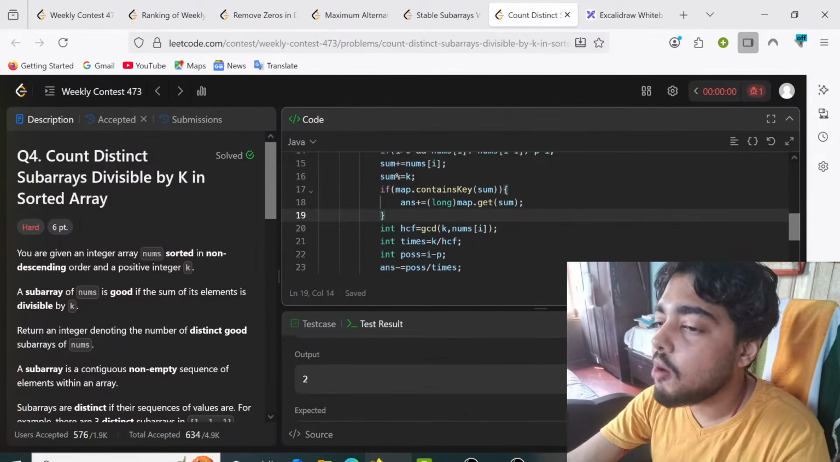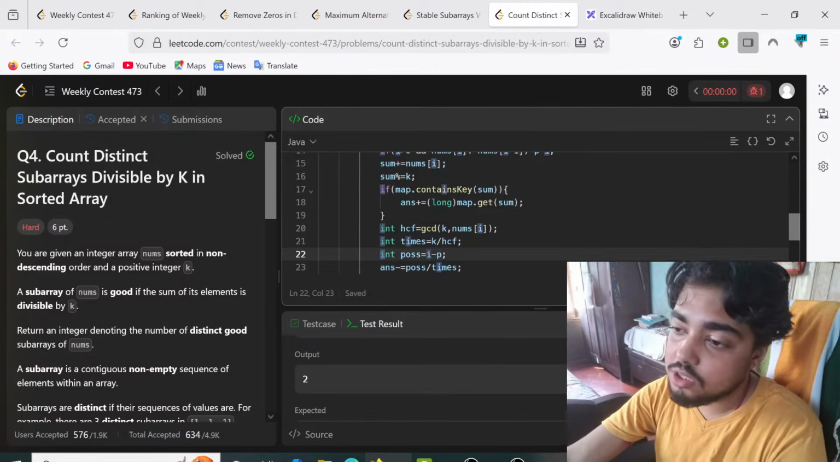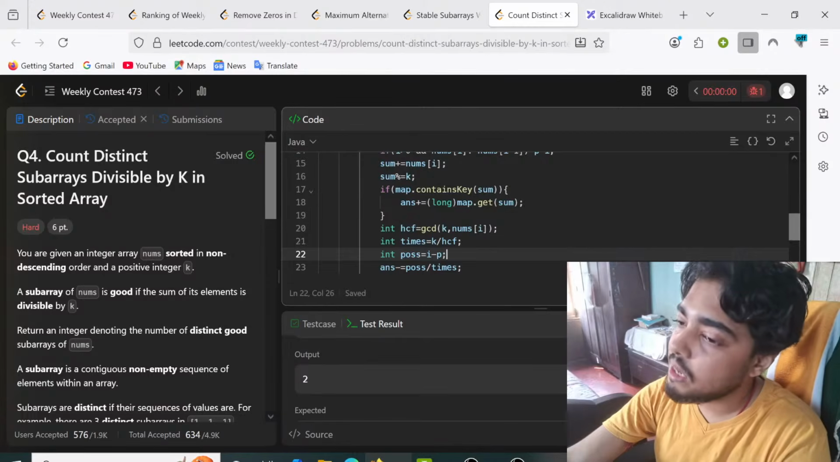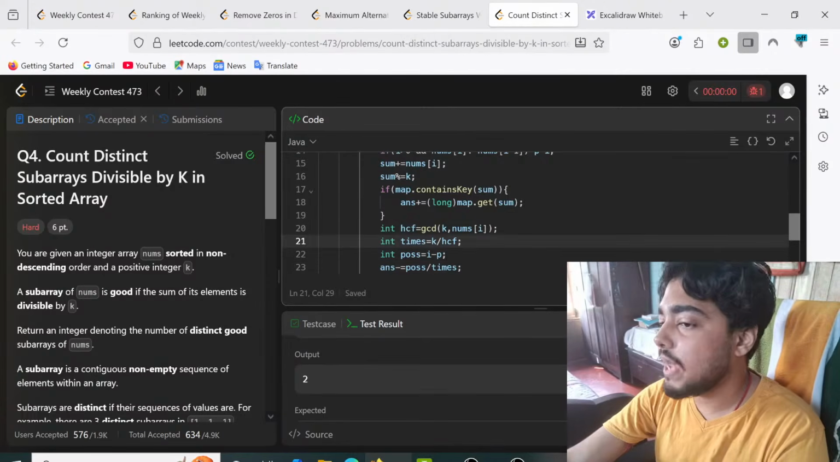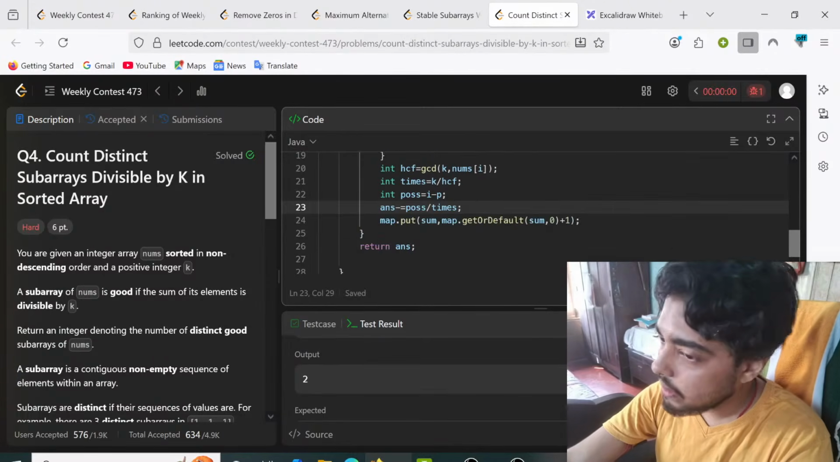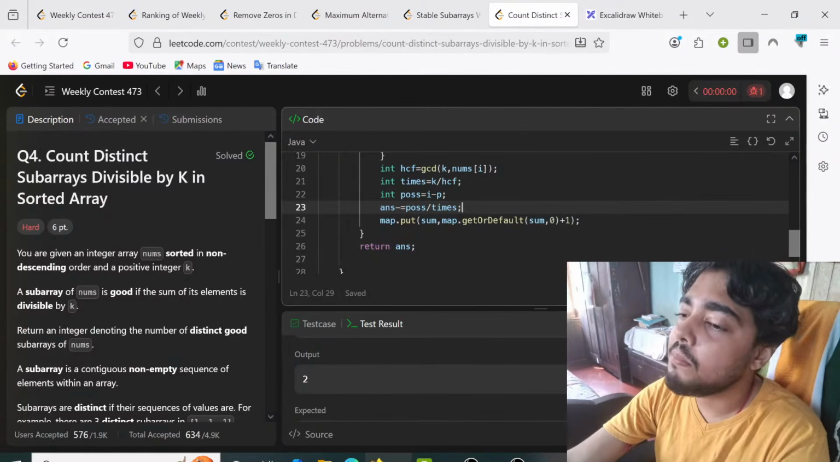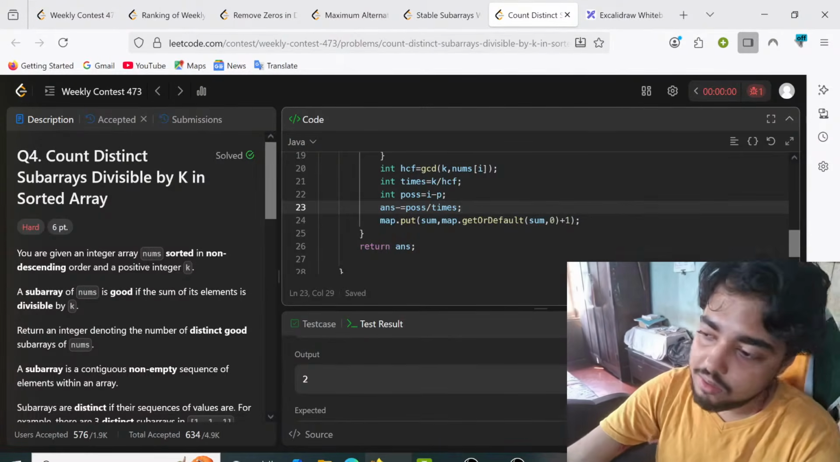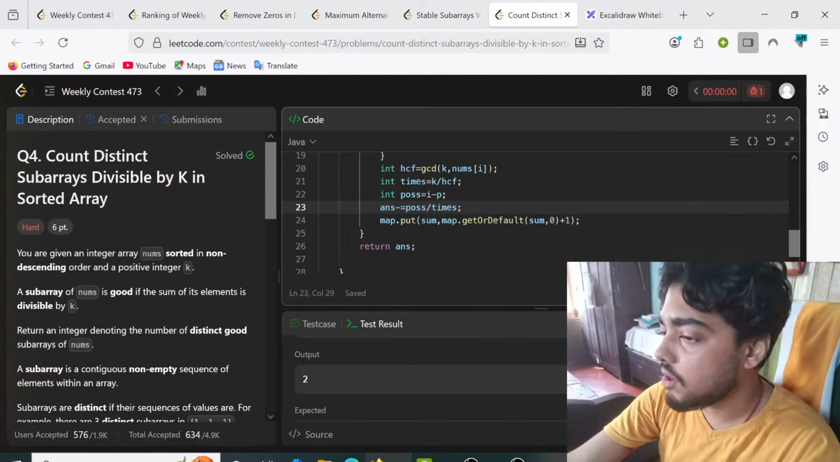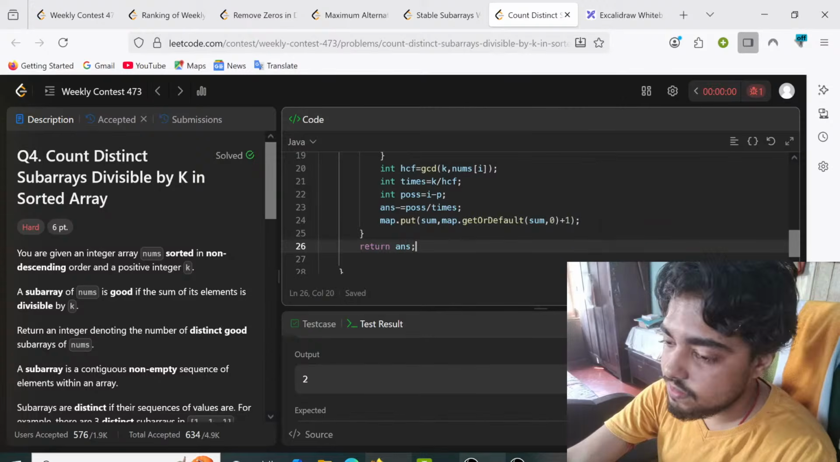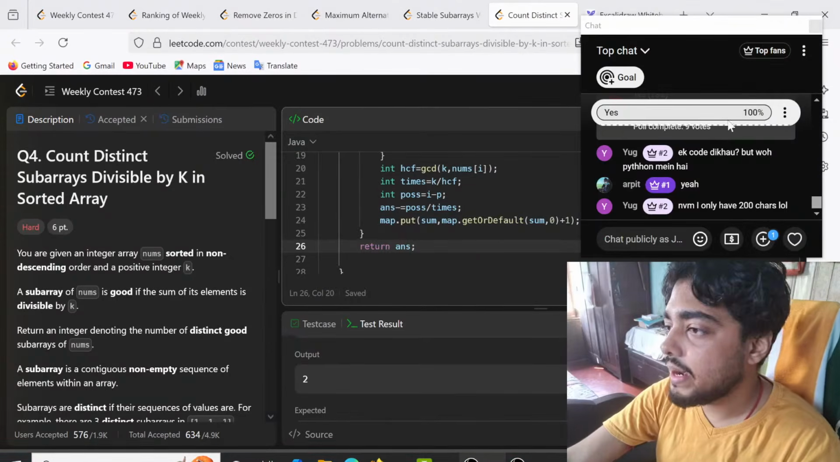You can check how many possibilities are over here in between I minus P. And how many times it is K by HCF. So possibility by times, remove it from answer. Okay? And as a matter of fact, map.put(sum, map.getOrDefault(sum, 0) + 1). Okay, this is basically to put the frequency of that prefix sum and return answer. Any doubt on this?